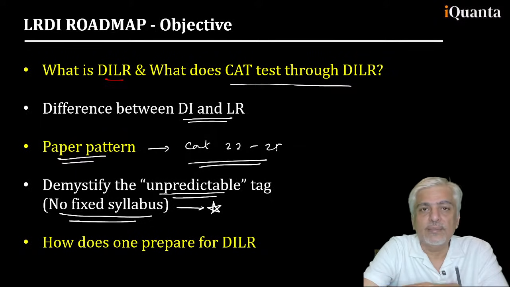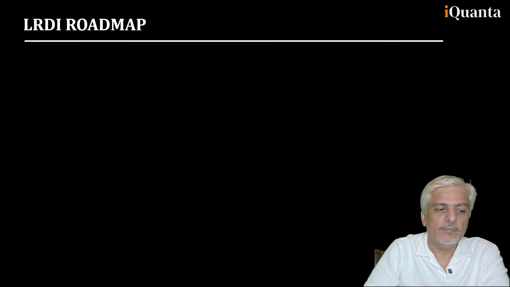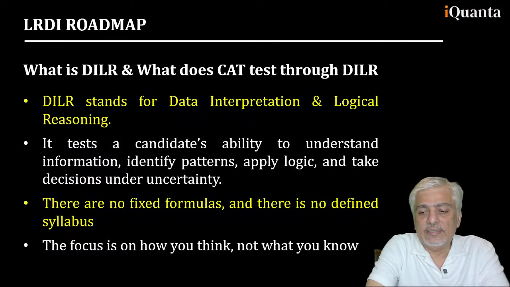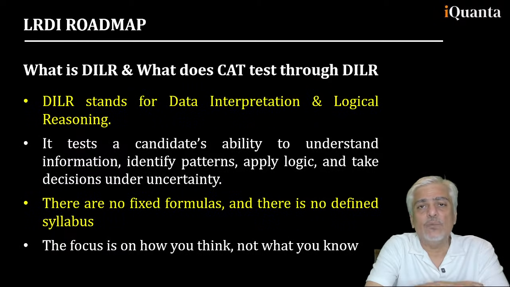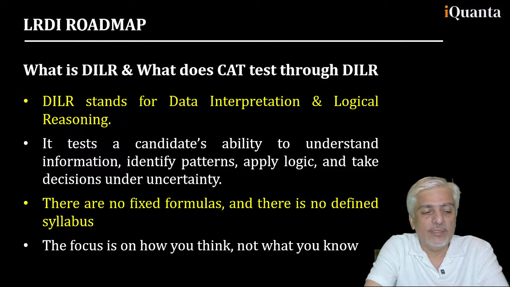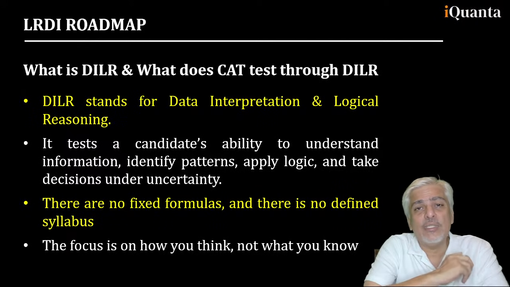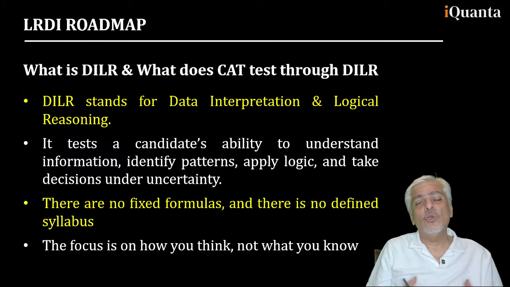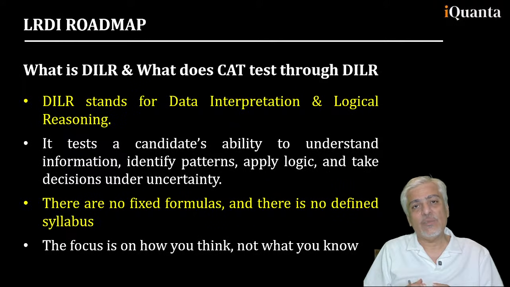So let's start with this. Now, remember, when we talk about LRDI, what does it actually mean? Obviously, in full form, it is data interpretation and logical reasoning. That's one part to it. Now, what does LRDI actually test and why does CAT want you to know LRDI? It tests the candidate's ability to understand information. Whether the information is given to you in the form of a case, a graph, a Venn diagram, or whatever way the data is given to you, how well are you able to interpret it?